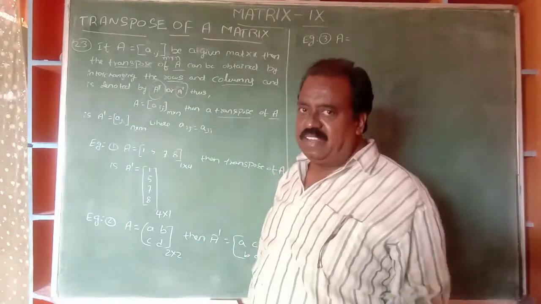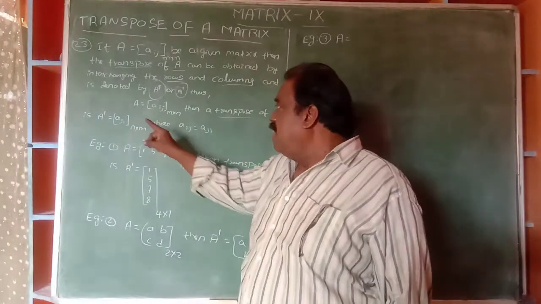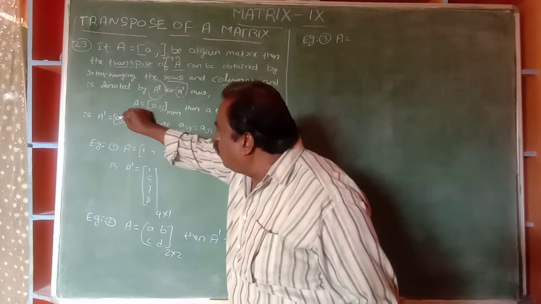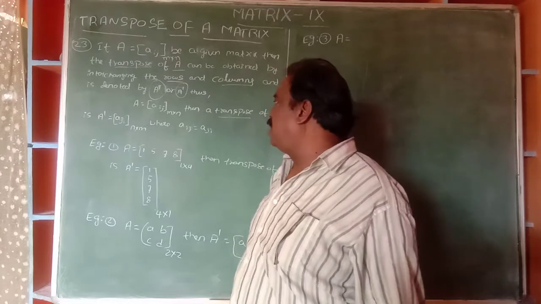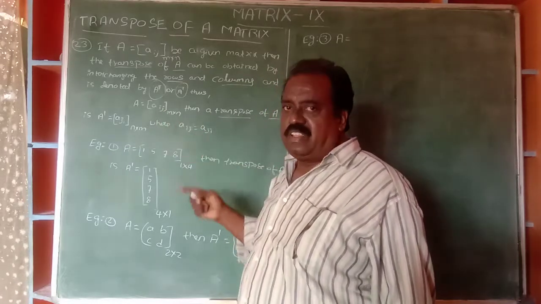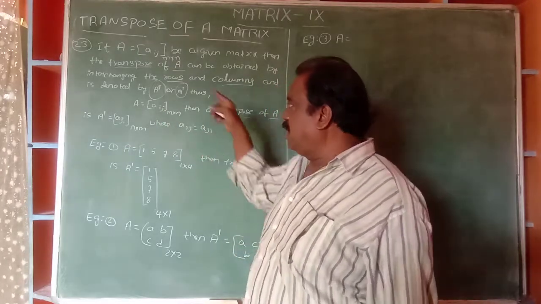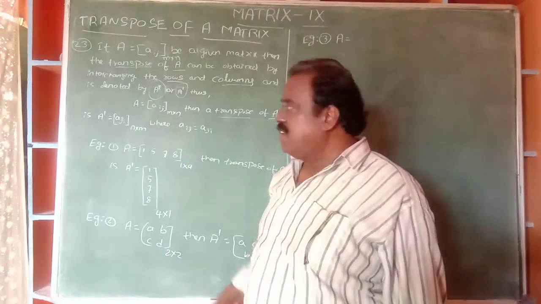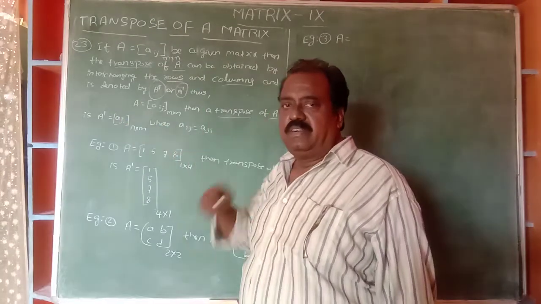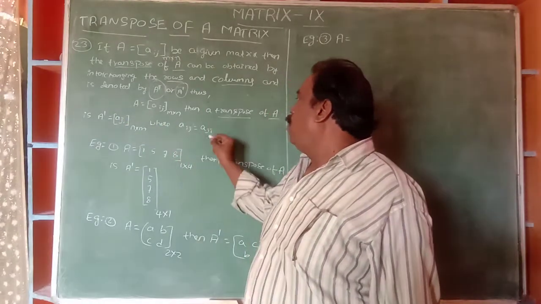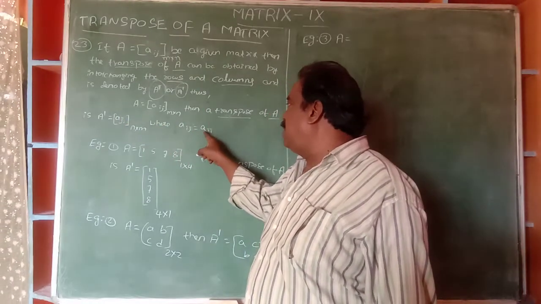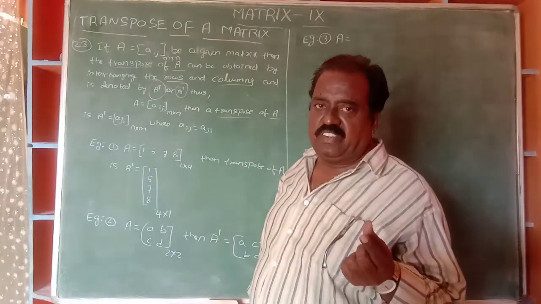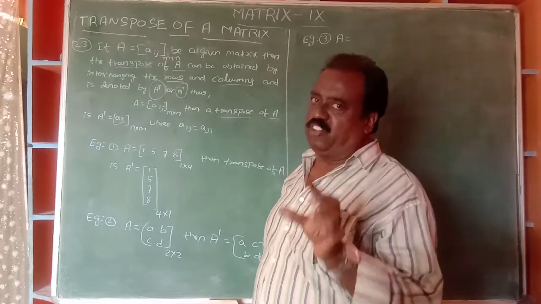First of all, it is A dash. A dash is equal to Aji. Try to note it well. Aji, not Aij. Aij is the general element in capital A, the given matrix. Whereas Aji is the general element in the A transpose matrix. Okay, now where Aij is nothing but Aji. The position will be changed, but the element is as it is.